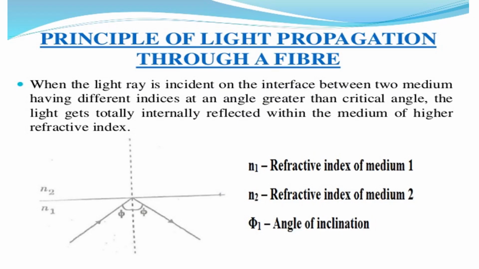So now we will learn about the principle of light propagation through optical fiber. Okay, so we have seen in the class that the basic principle is to attain total internal reflection. When the light ray is incident on the interface between two media having different indices at an angle greater than the critical angle, the light gets totally internally reflected within the medium of higher refractive index. So this is the basic principle. We will see how it is achieved.